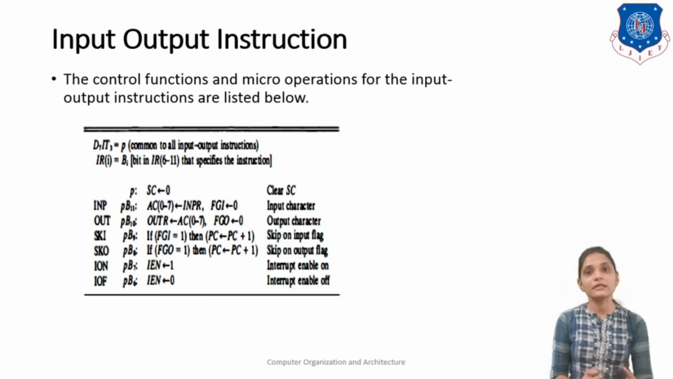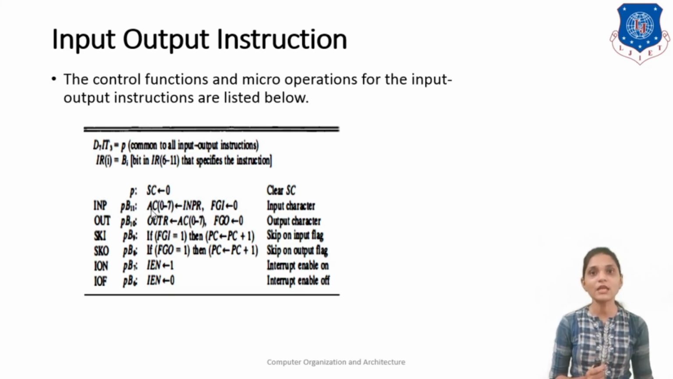Here for the INP instruction, you are storing the input register contents into the accumulator and clearing the input flag FGI to 0. In the OUT instruction, your condition is like PB10. Here P represents D7, I, T3. And if your B10 bit is 1, that means your instruction is the OUT instruction. In this instruction, you will store the content of the accumulator to the output register and clear the FGO flag to 0. For the PB11 condition, your instruction is SKI.